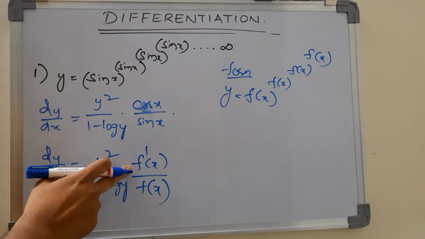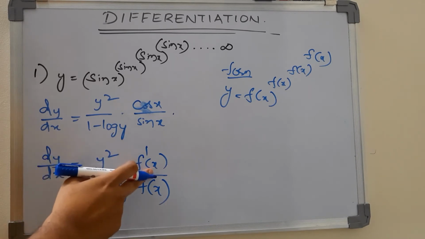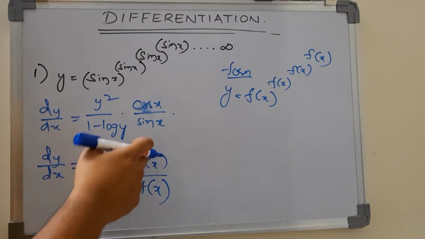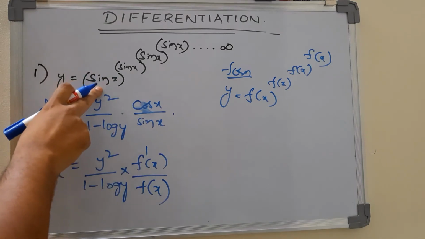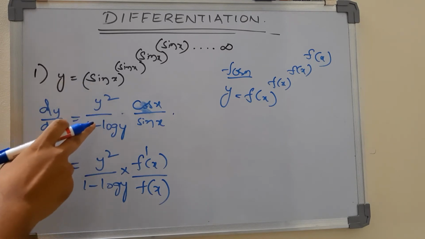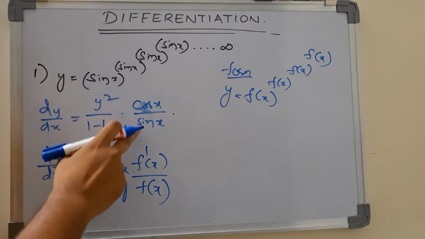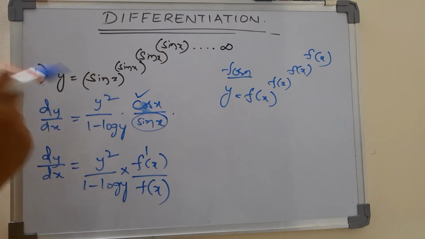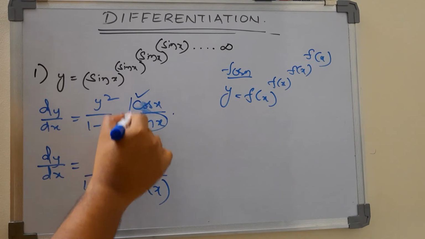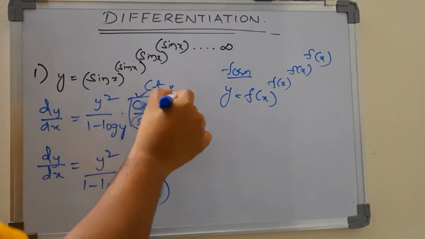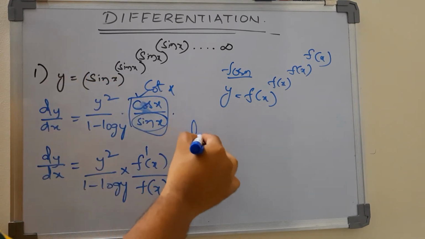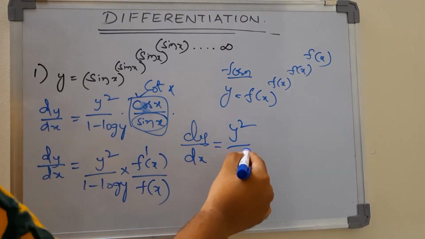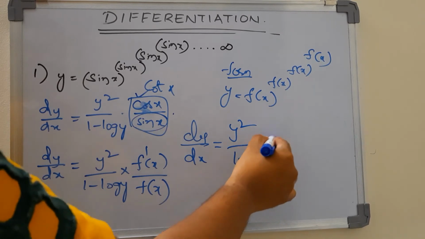That is the derivative of the given function upon the function as it is. Here the given function is sin x, so the derivative of sin x is cos x, and the function itself is sin x, so it becomes cot x, right? Cos x by sin x. The answer for this question is dy by dx is equal to y square by 1 minus log y into cot x.